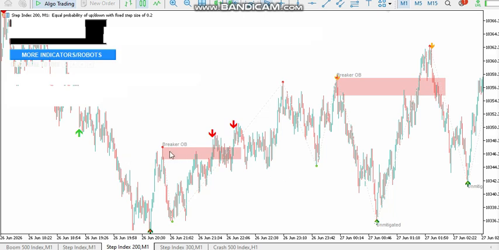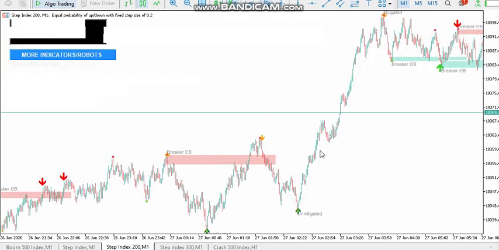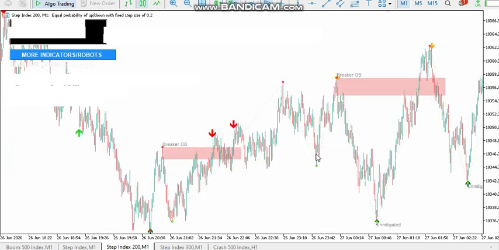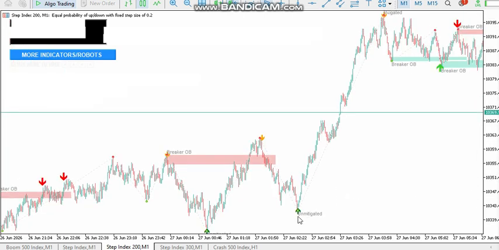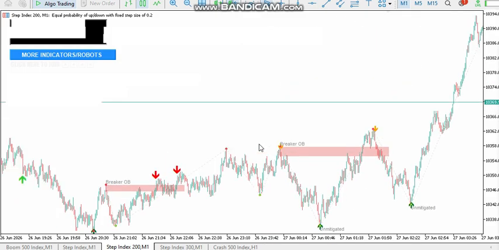As you can see, we have our breaker level, and inside this video I will show you how you can use these two powerful indicators to trade every day and make a lot of profit. We have an arrow signal on our chart, and we have our breaker level, our mitigated level, and our unmitigated level. So this is how we are going to be using this indicator.